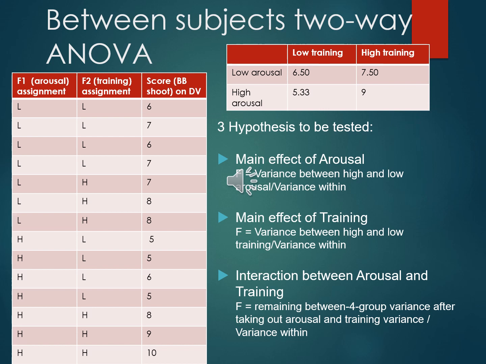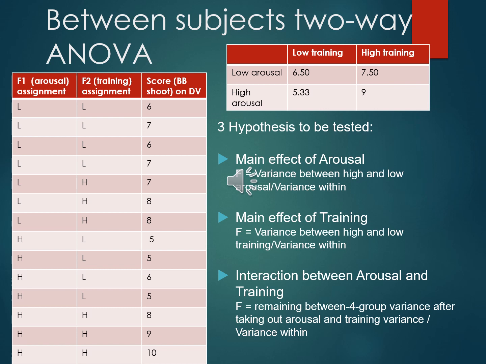The first is the main effect of arousal. The main effect of arousal means whether there is any significant effect of arousal alone when you ignore the effect of the training condition. So you are treating this almost like a t-test, comparing a high arousal condition and a low arousal condition, ignoring training condition. The second hypothesis to be tested is the main effect of training, which is basically the difference between low training and high training, treated as if this is a t-test between the low training condition and the high training condition.